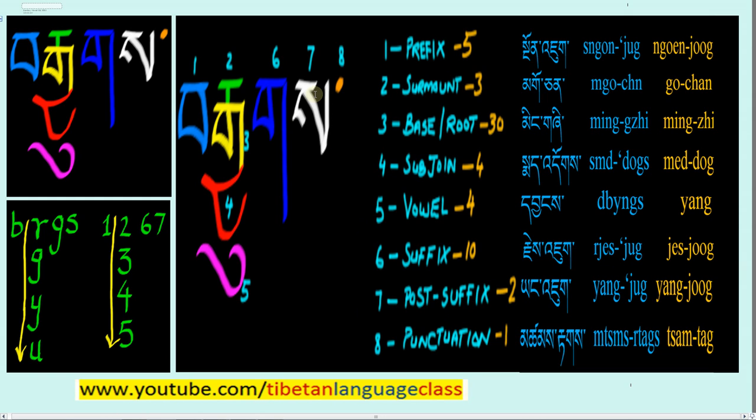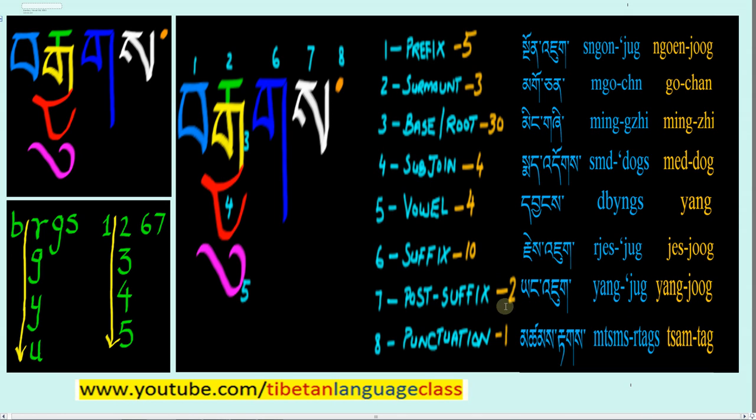And then the 7th is called the post suffix. So in Tibetan language, that's called yangjuk. Ya, nga, yang, au, jashabju, jukha, juk, yang, juk. And that's how it's pronounced here.